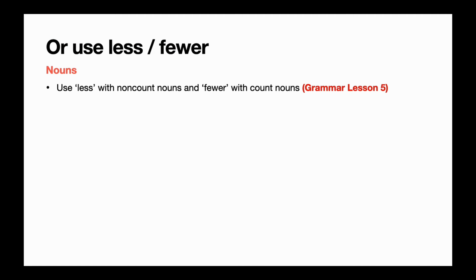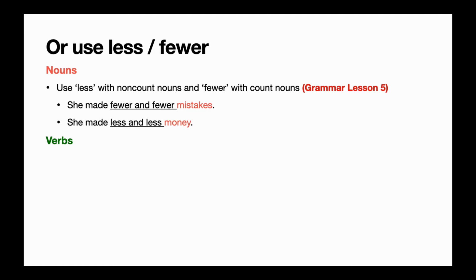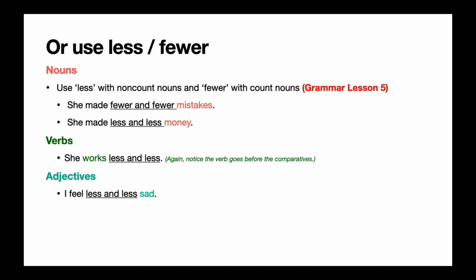Similarly, we can also use less or fewer. So with nouns, we'll use less with non-count nouns and fewer with count nouns. And if you need to review count and non-count nouns, you can do that in Grammar Lesson 5. So we could say she made fewer and fewer mistakes because mistake is a countable noun. Or she made less and less money because money is a non-count noun. With a verb, again, we'll put less and less after the verb. And with an adjective, less and less in front of the adjective.